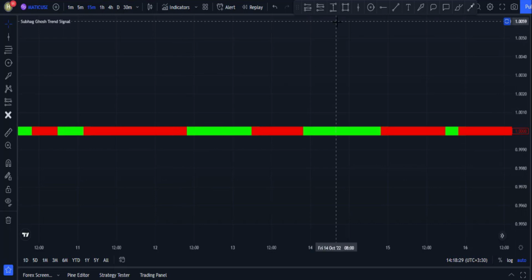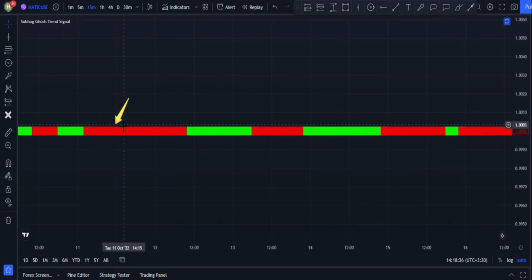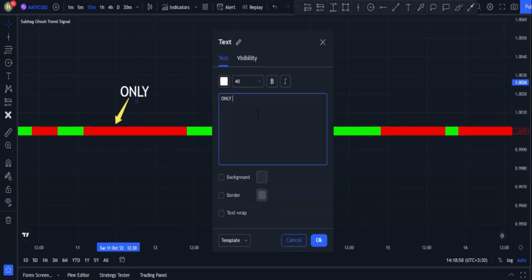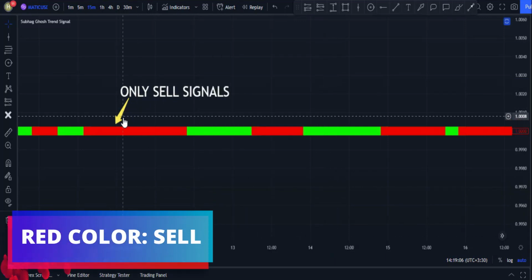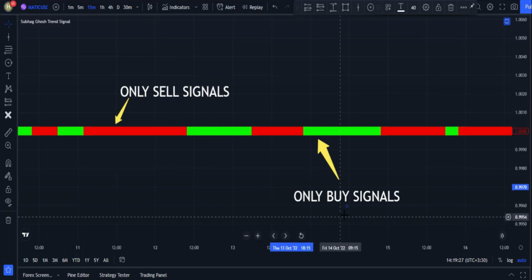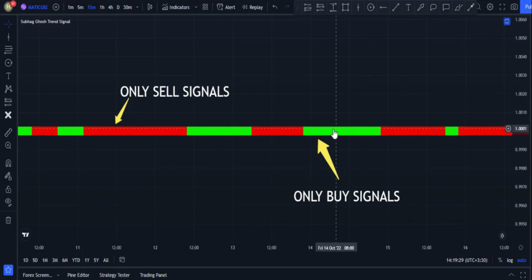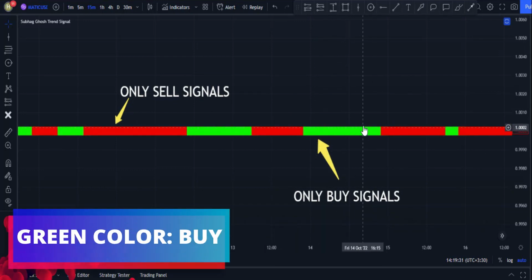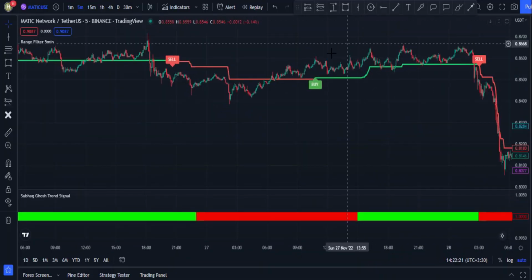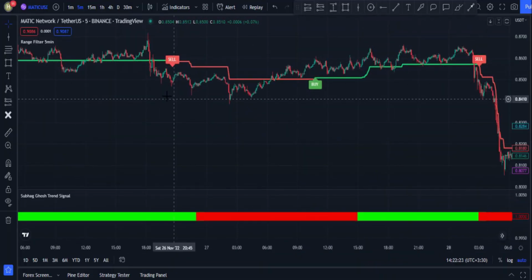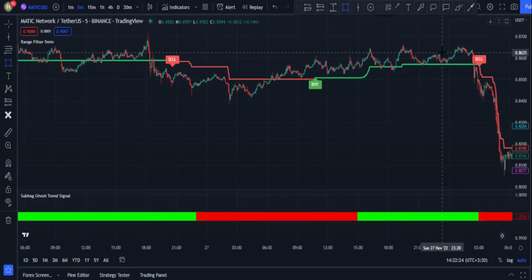So first, let me explain what the colors of this indicator mean. Whenever the color of the sub-hedge indicator is red, it means that we only take sell signals. And whenever the color is green, only buy signals are valid. So now let's get into the chart. This indicator can help us to filter out false signals during the range market.